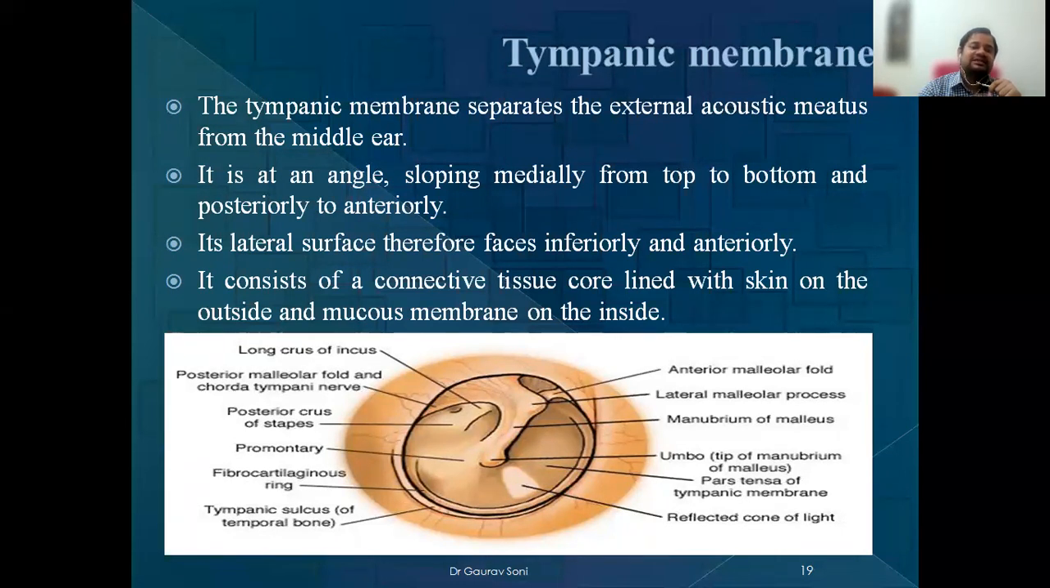First of all, it is again not straight, it is at an angle. That angle you have to understand, sloping medially from top to bottom and posterior to anteriorly. Its lateral surface therefore faces inferior and anterior. It consists of a connective tissue core lined with skin on the outside, towards the EAM, and mucous membrane on the inner side, towards the middle ear.